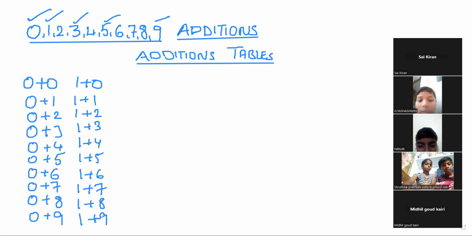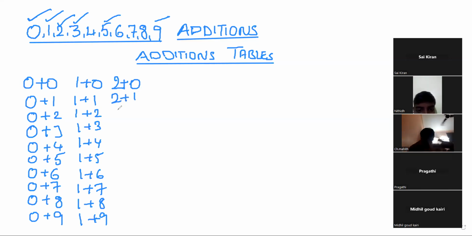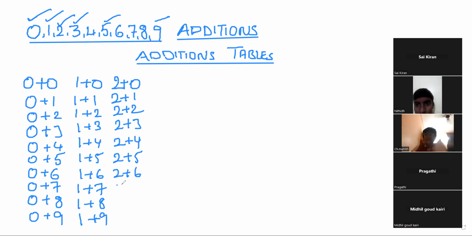Now tell me totally how many combinations we got. 10 again, obviously, right? Okay. Now they did the same thing with the next digit. What's the next digit? 2. They added 2 to 0, 2 plus 1, 2 plus 2, 2 plus 3, 2 plus 4, and 2 plus 5. All right. Now tell me how many combinations we got now. 10. That's it. With every digit, you're getting 10 combinations.